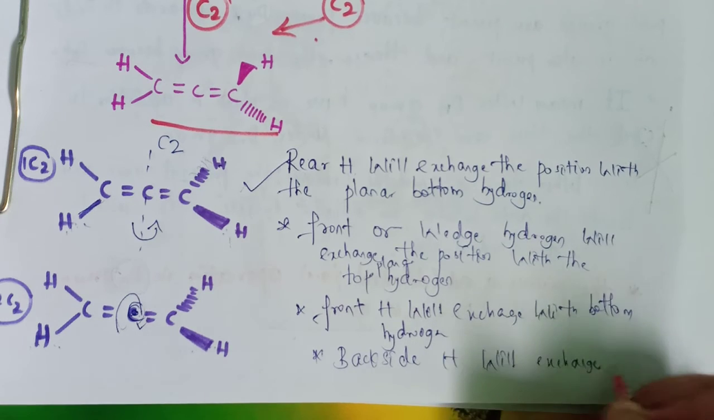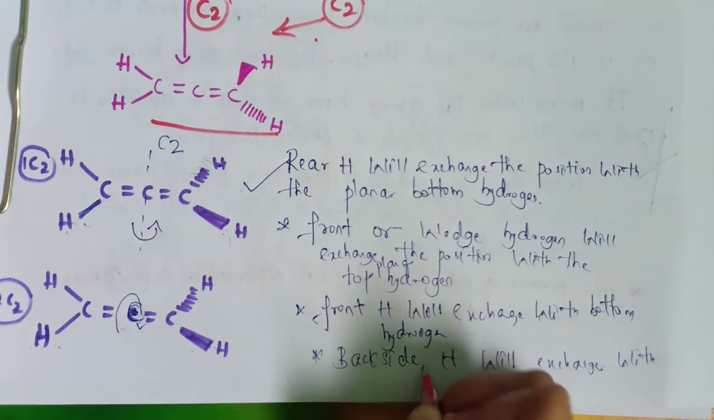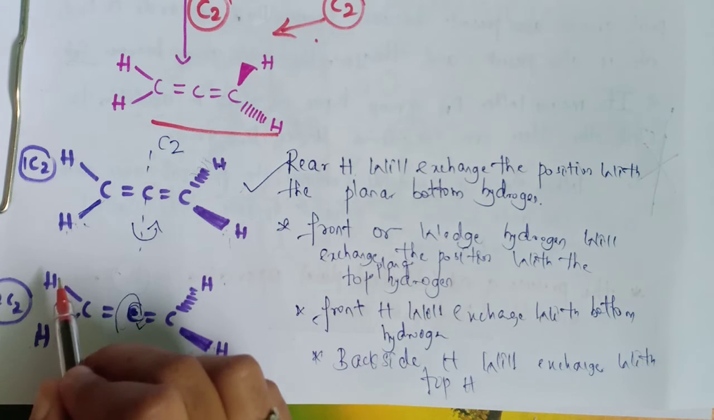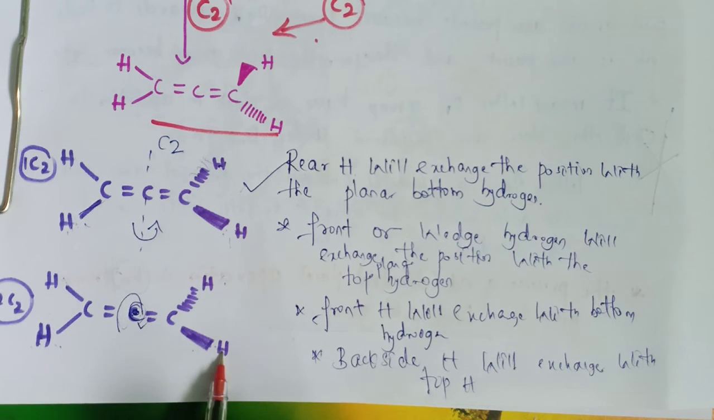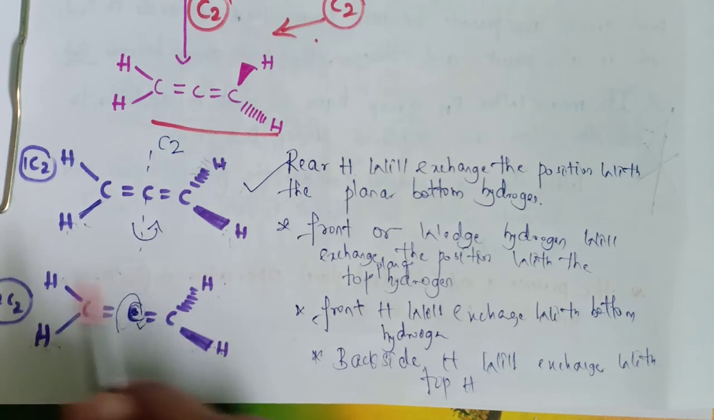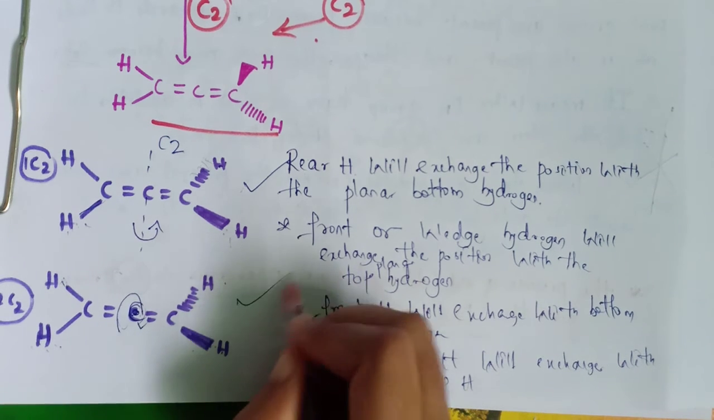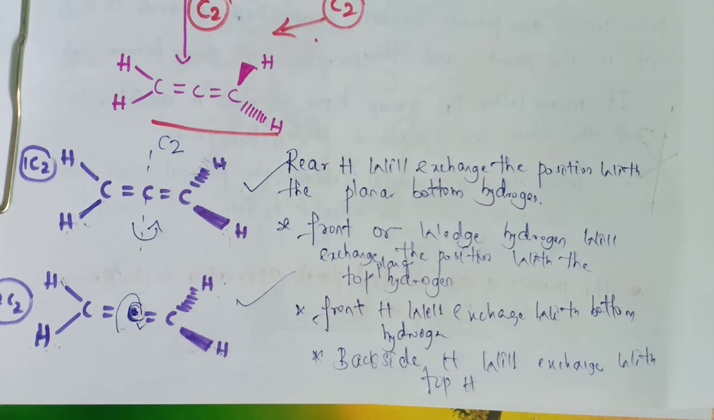exchange with the top hydrogen, whereas this hydrogen will exchange its position with this one. This will exchange its position with this one and this will exchange with this one. And if I do another 180 degree rotation, we will get the original configuration. So we have seen another C2 also in this halene.